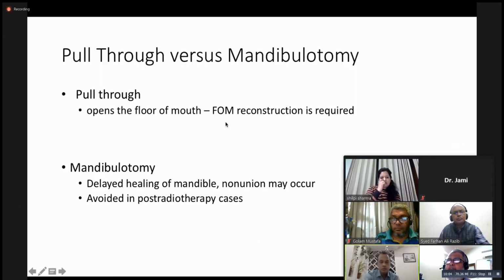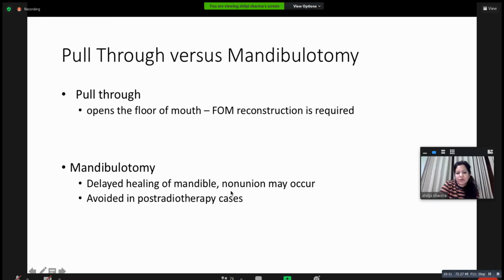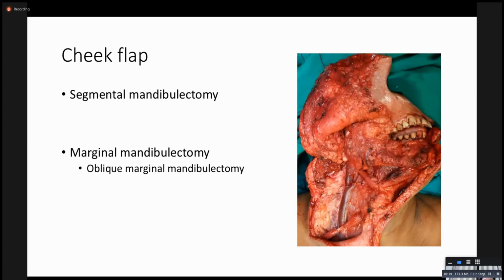Okay, so the disadvantage of mandibulotomy is that it sometimes leads to delayed healing of the mandible, which may lead to non-union. So sometimes it's not preferred, especially if the patient has already received radiotherapy. Now the cheek flap can be utilized if we plan to do a segmental mandibulectomy, if the tumor is reaching and eroding the mandible. Most of the time, if you are planning marginal mandibulectomy, it can be done through the visor incision, but sometimes it is not possible and you may use the cheek flap approach to address these kinds of tumors.